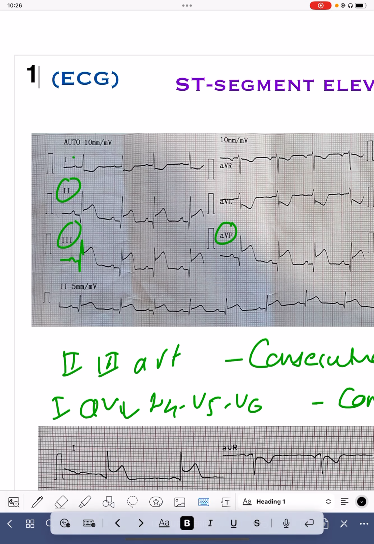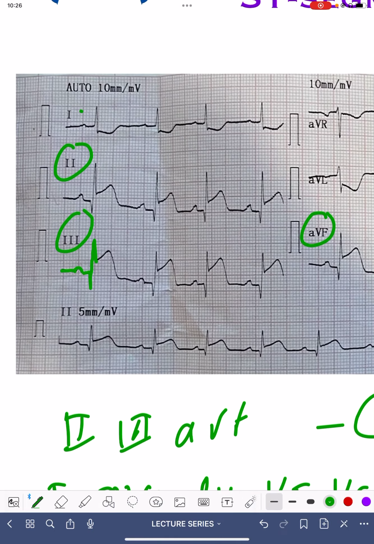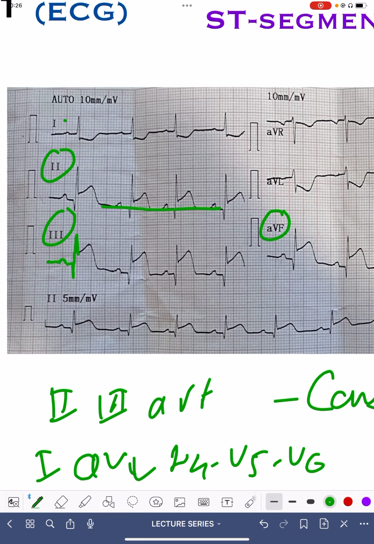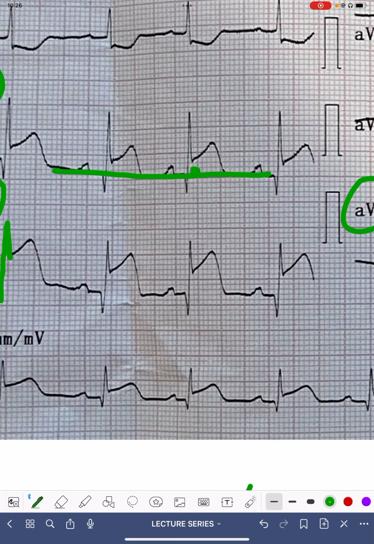There is pretty good ST elevation. So we can simply see the baseline is this. This is the baseline. This baseline we have seen here. Here, it is pretty above the baseline. So you can see there is one small box, two small boxes, three. So there are a total of three small boxes of ST elevation.